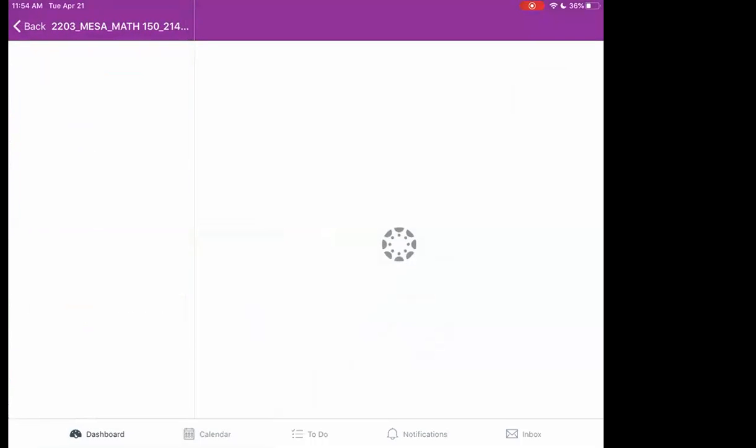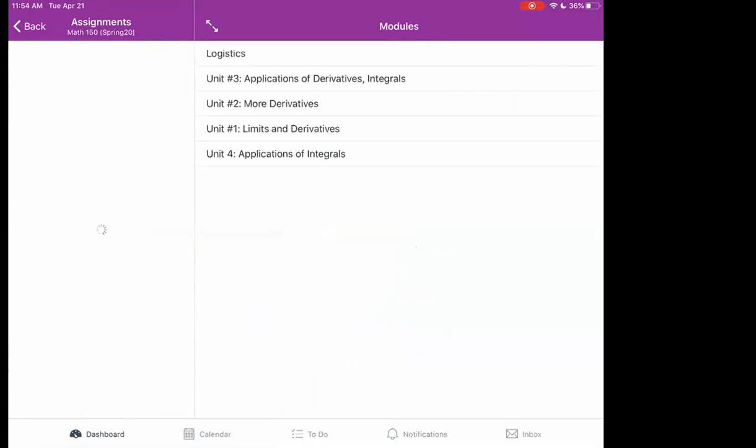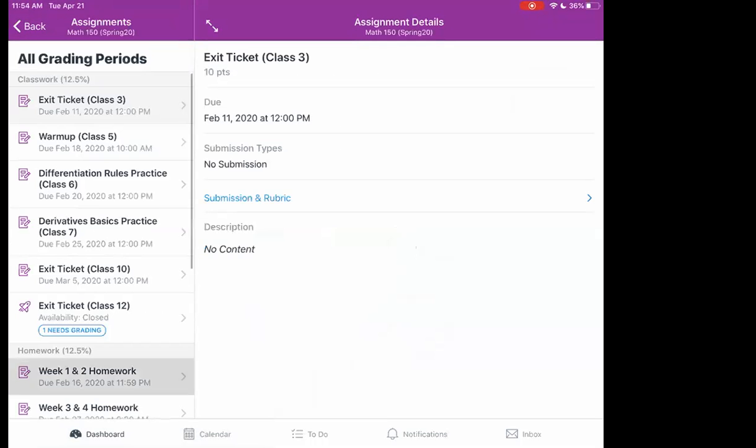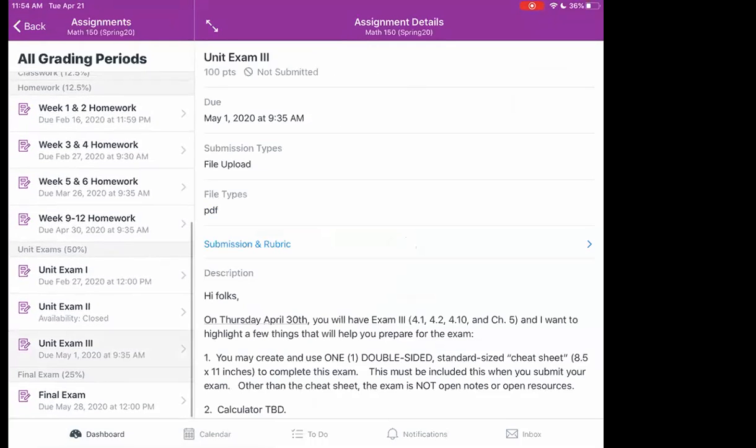Okay, can you guys see my Canvas screen? Yes. Yeah, okay. So if you go to assignments and you go to the Unit 3 exam, okay?